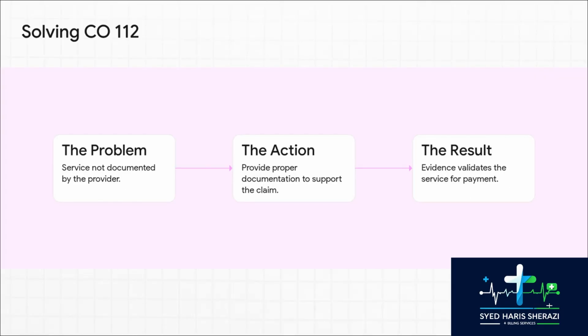Okay, lean in for this one because it's a biggie. CO 112. When you see service not documented, you've got to understand what's happening. The payer is literally throwing down a challenge. They're basically saying, prove it. Prove you actually did this. And this right here is why meticulous documentation is your absolute best defense. The fix isn't about changing a number. It's about digging up the proof, chart notes, signatures, anything that validates that service, and sending it right back with your appeal.